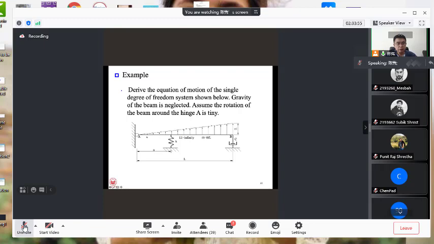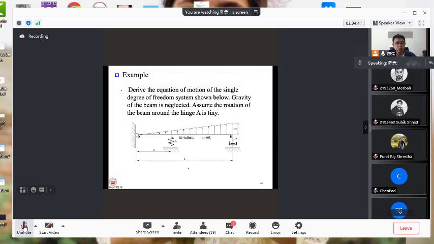Like this, we have a system shown here. This is a rigid bar, and we need to derive the equation of motion. This is a single degree of freedom system because it's rigid, and we don't consider the gravity of the beam. You don't need to consider the gravity force. Then assume the rotation of the beam around the hinge is very small. We always discuss very small amplitude vibration, which means sine theta is approximately theta.